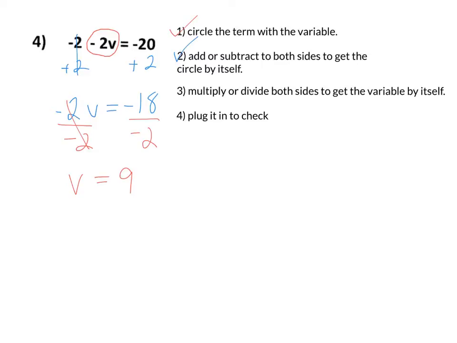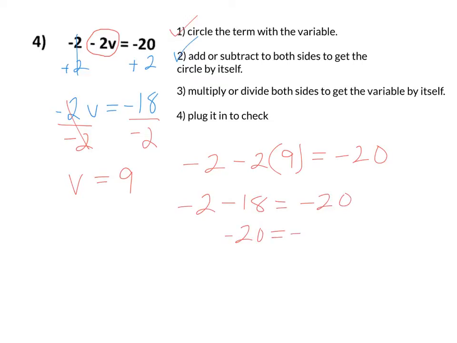Now we're going to plug it in and check. I've got negative 2 minus 2 times 9 is equal to negative 20. Order of operations tells me I'm going to have to do the multiplication first. So I've got negative 2, then negative 2 times 9 is negative 18, minus 20. Negative 2 minus 18 is negative 20, and that's equal to negative 20. That's my check.